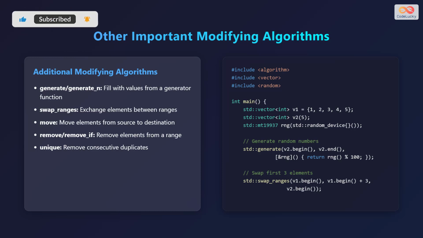The generate algorithm takes 3 arguments: the beginning iterator of the vector2, the end iterator of the vector2, and a lambda function that generates random numbers. Then we use the swap_ranges algorithm to swap the first 3 elements of vector1 with the first 3 elements of vector2. The swap_ranges algorithm takes 3 arguments: the beginning iterator of the vector1, the beginning iterator of the vector1 plus 3, and the beginning iterator of the vector2. Finally, the program returns 0, indicating successful execution.